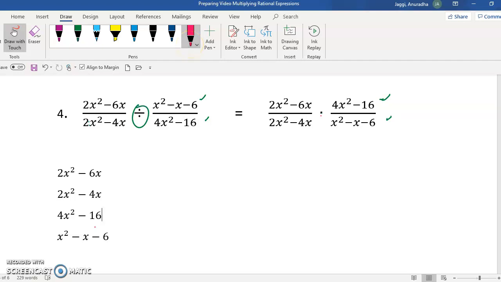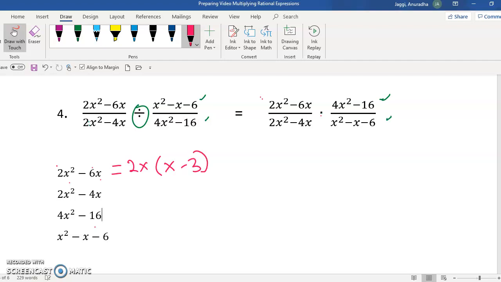Now let's take the numerator and denominator of each rational expression and factor it. So here you will get the factors. There is a 2 that goes into 6 and there's a variable, so we take the lower power. So the factors become 2x, and then what remains inside is x minus 3.